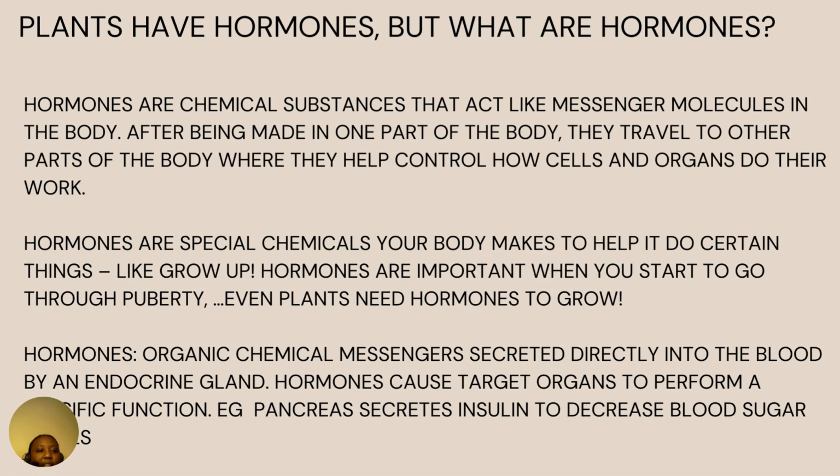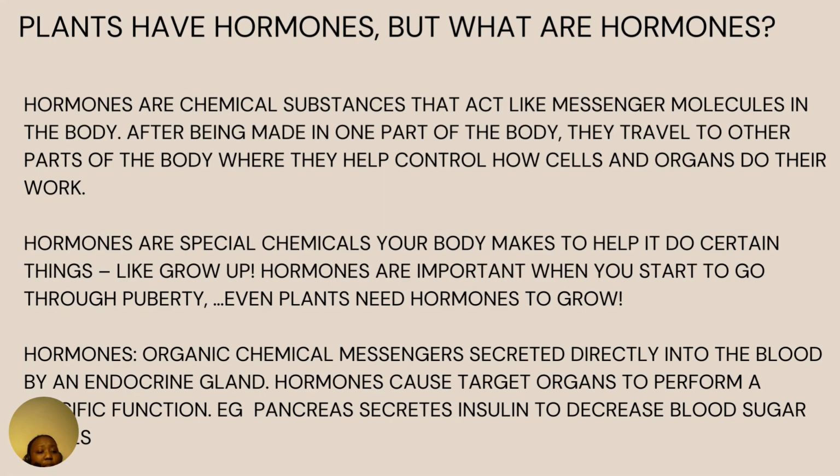Let's say a hormone gets released in the roots. You start seeing changes with how the roots are growing. If the hormone gets released in the stem, you start seeing changes within the stem, because that's where the hormone was produced. The hormones that we are going to look at are auxins, gibberellins, and abscisic acid.